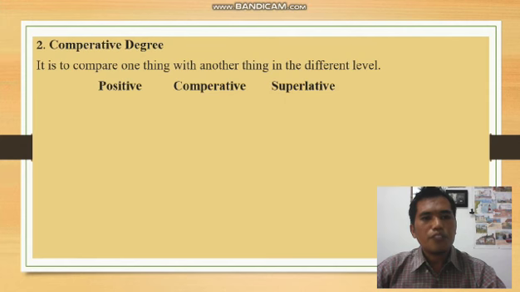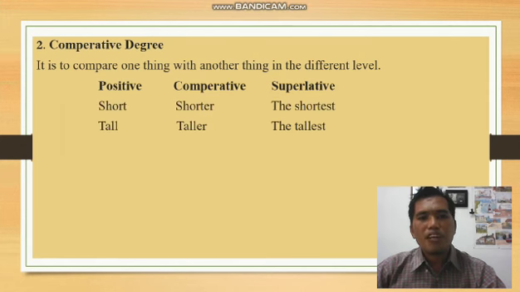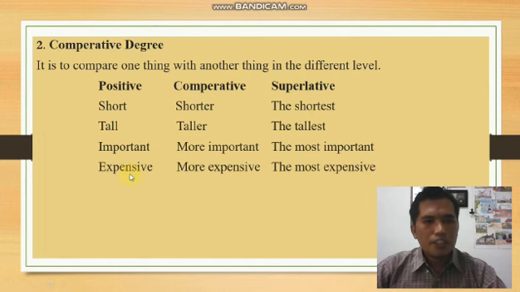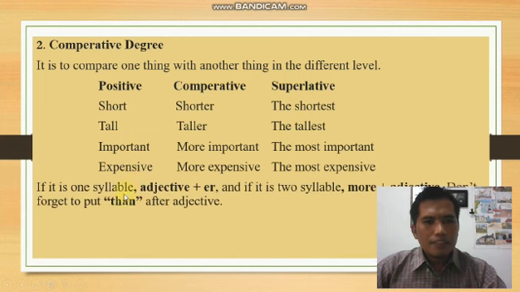Number two, comparative degree. It is to compare one thing with another thing in a different level. So please remember, it must be a different level. It can be a different level of amount, different level of size, or etc. So again, here are some adjectives for you to look at. Let's focus on this comparative degree.